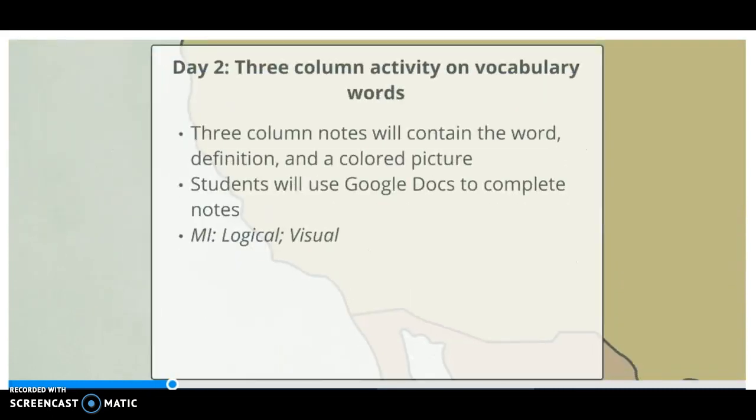So day 2, a 3-column activity on vocabulary words. The words are words that they focused on the day before. They contain the word, a definition, sometimes a sentence. Depending on the teacher, it can be a definition and the sentence, or just the definition and a colored picture.